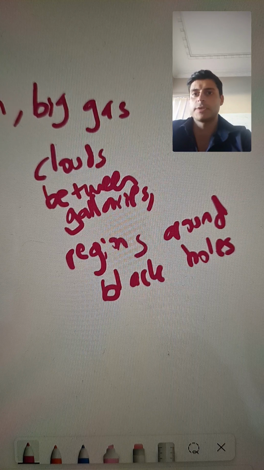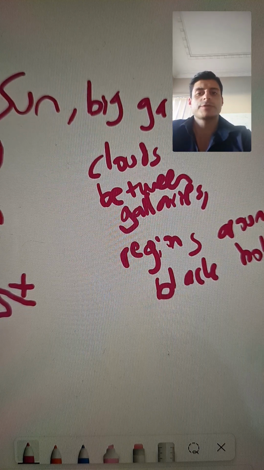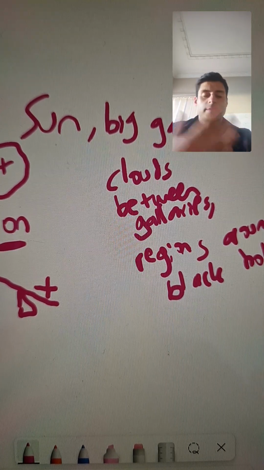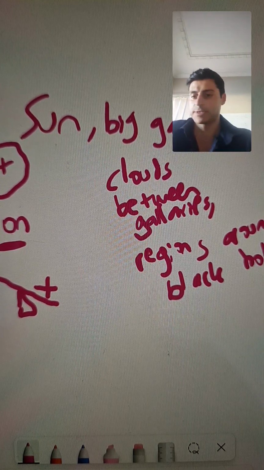Okay, and so on and so forth. But these are pretty much common sources of ions, charged particles. Other stars as well, apart from the sun, of course. The sun's a star.